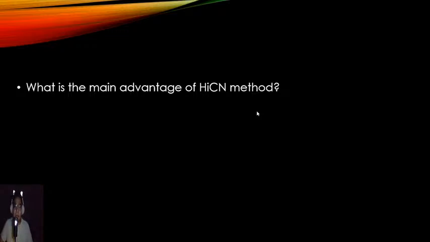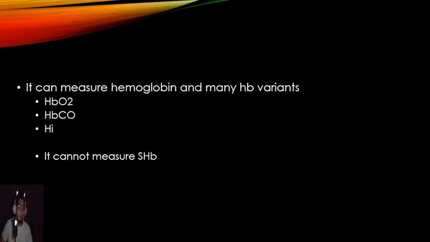Now, what is the main advantage of the HICN method? Well, it can measure many hemoglobin variants, but the only thing that it cannot do is a specific hemoglobin variant. So it can measure hemoglobin, oxyhemoglobin, and carboxyhemoglobin, but it cannot measure sulfhemoglobin. These are the hemoglobin variants that I'm talking about. Understood?